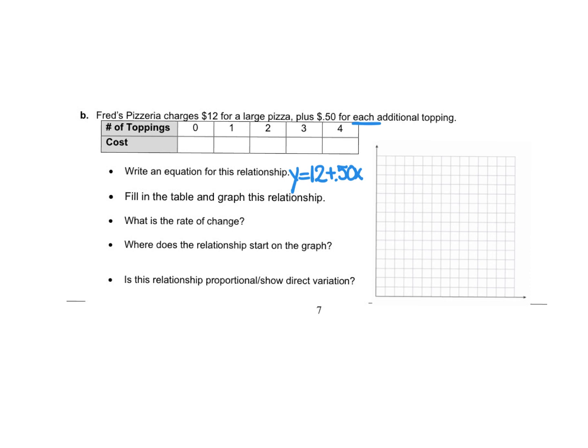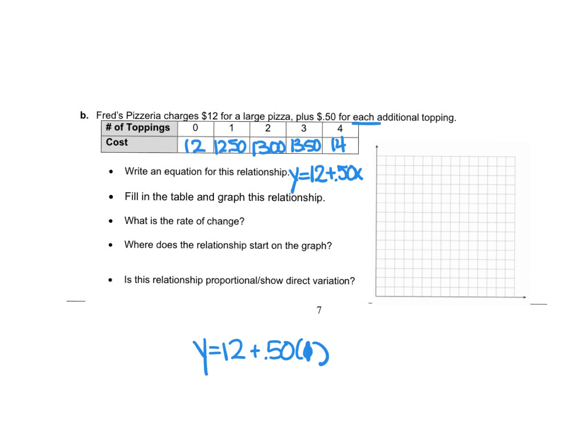So then let's fill in our table. So if we have 0 toppings, we're still going to pay the $12. And so we have y is equal to 12 plus 0.50x, and we would plug in a 0, and so then we'd have $12. And then when we'd have 1 topping, it would be $12.50, and then we plug in 2 toppings, we'd have $13, and then $13.50, and then $14.